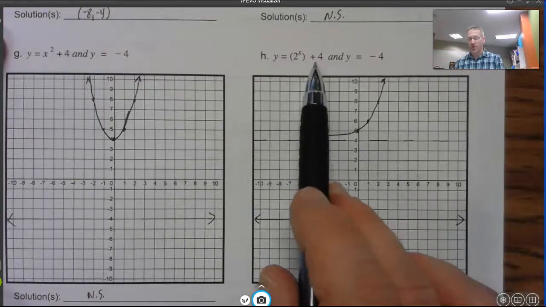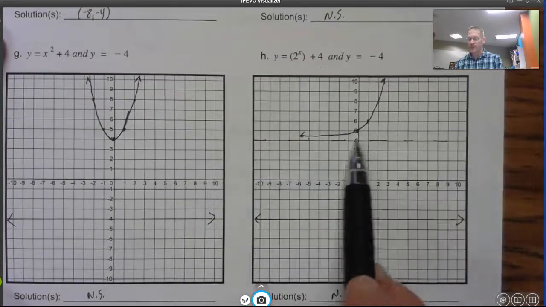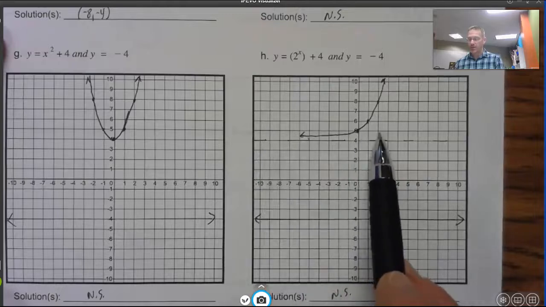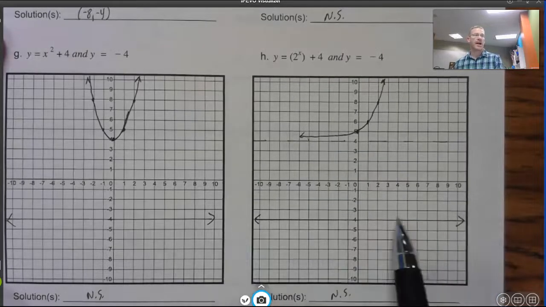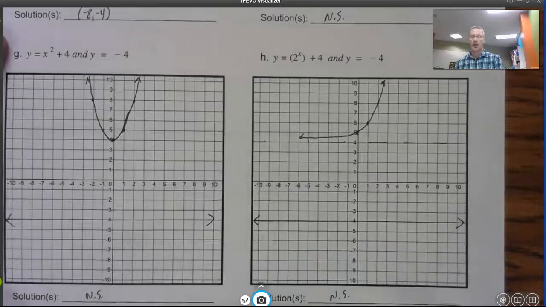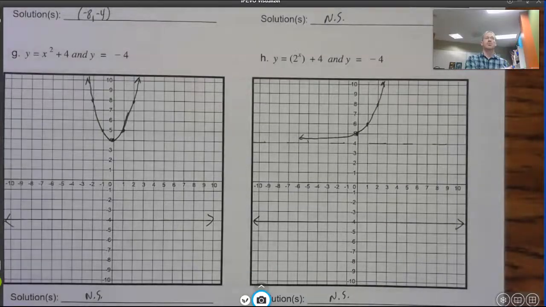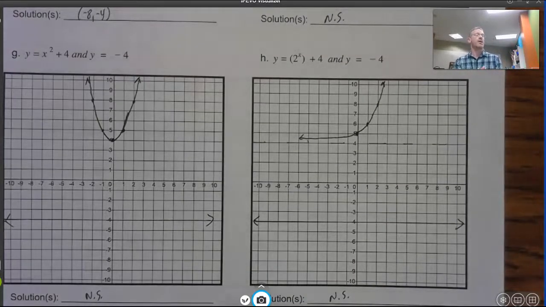With our exponential, our floor is already at 4. And then we go up 1, up 2, up 4, up 8. And we can see our exponential graph is definitely not going to intersect y equals negative 4. So once again, we get these no solution problems, because there is no point of intersection. These graphs do not intersect.